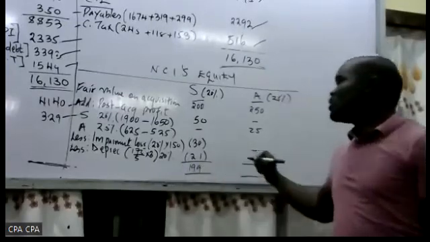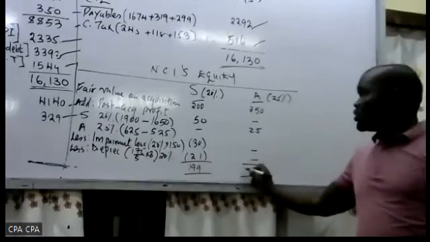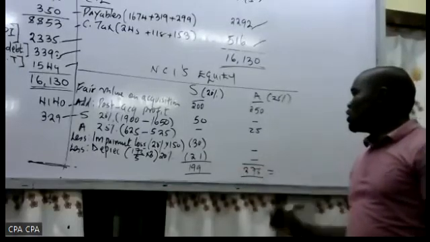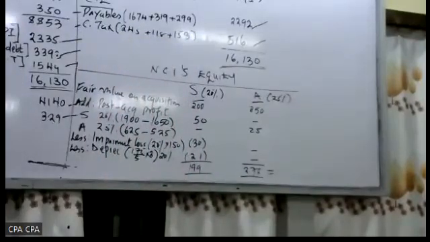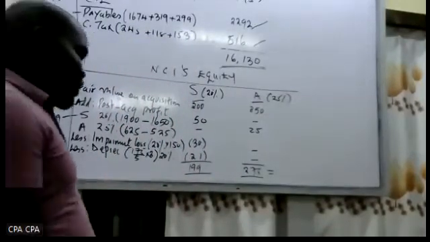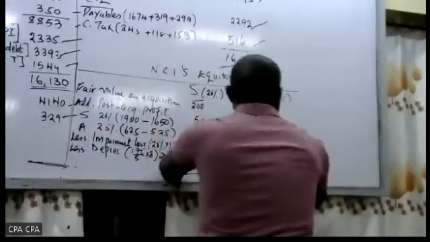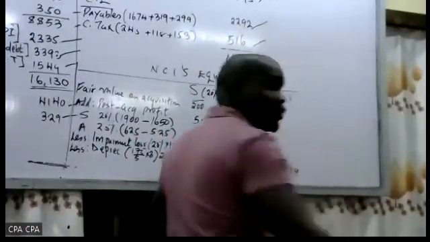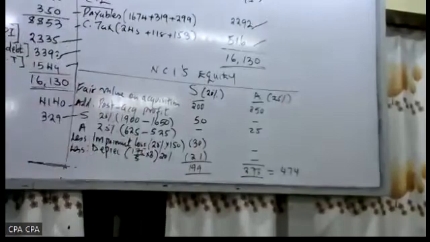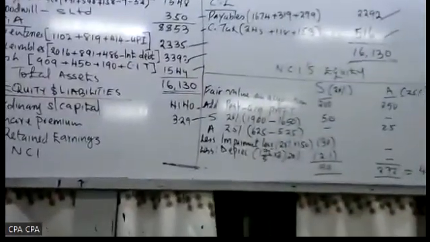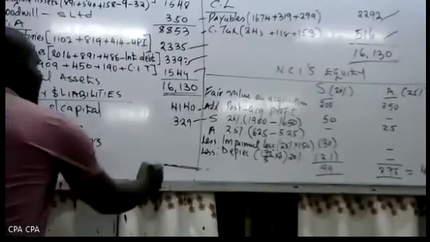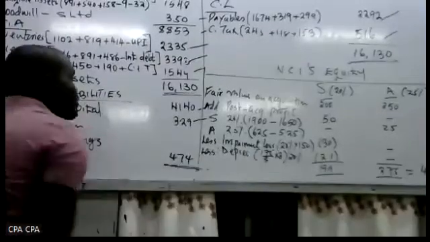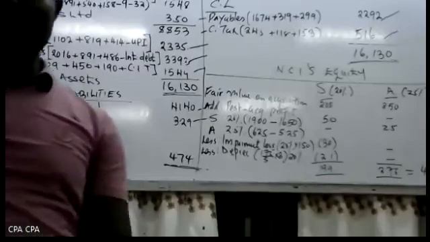199 to 275 total. Because we have to get NCI as 1. 474. You know what you're supposed to do? Give me the retained earnings as the balancing figure. Then we check, and that is it. So NCI 474. Can you insert retained earnings? Then we confirm.